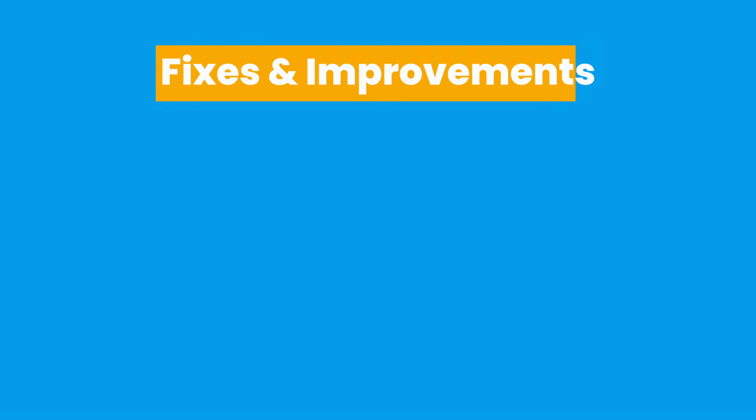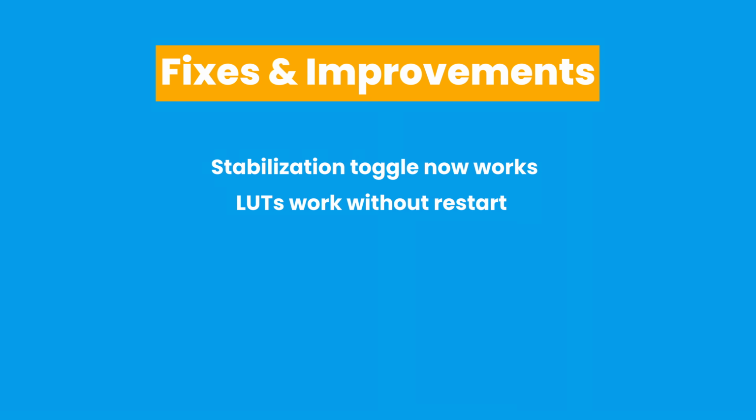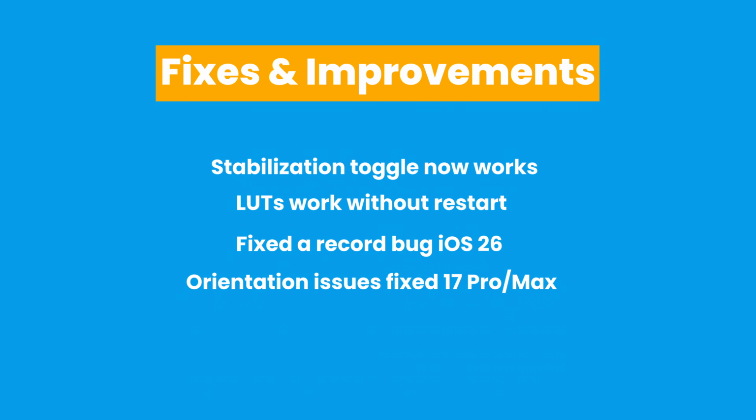Some of the other fixes and improvements: the stabilization toggle now works properly. Before, some users couldn't switch it off. Lets You Import can now be used immediately without restarting the app. They've also fixed the recording failure bug on iOS 26. On the iPhone 17 Pro and 17 Pro Max, there was an orientation issue with ProRes RAW, which is now resolved when the orientation lock is enabled. And some general performance and stability fixes are included in this update as well.